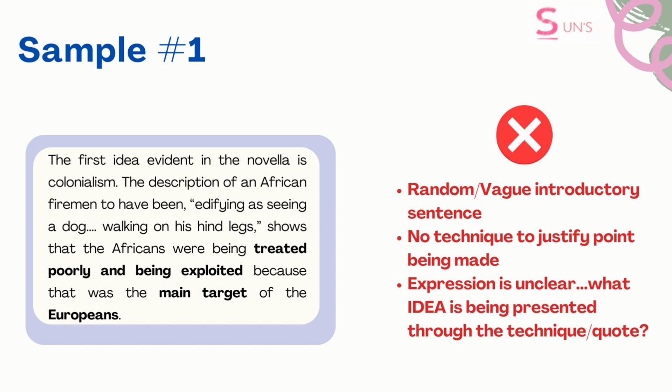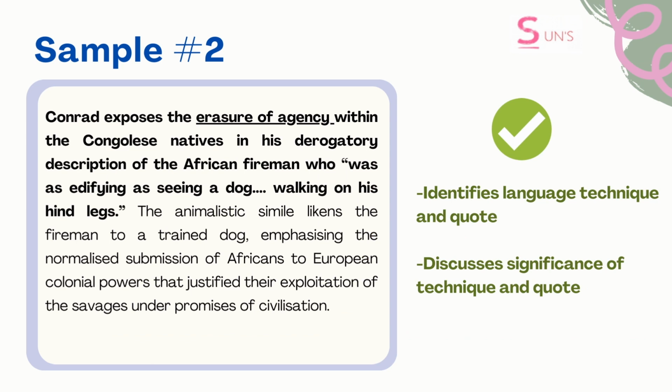Though mentioning colonialism in the first part of this analysis does imply that you're referring to the European colonialists, it would be better if you narrow down on what specifically was the main target of these European colonialists on the African space. Such detail would make your analysis sound a lot more sophisticated and a lot more nuanced. Moving on, let's have a look at the second sample.